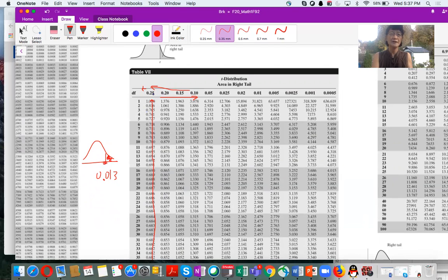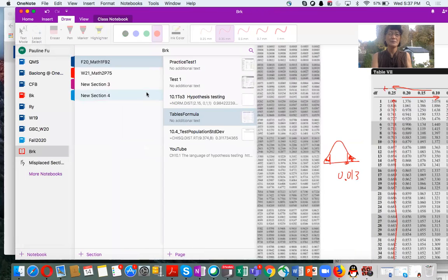This area is greater than 0.25 because it is two-tailed. So this area plus this area must be greater than 0.5. Based on the table, we cannot get the exact p-value. We can only find the range of the p-value. We can only say in this example, p-value is greater than 0.5. Okay, so go back to my presentation.